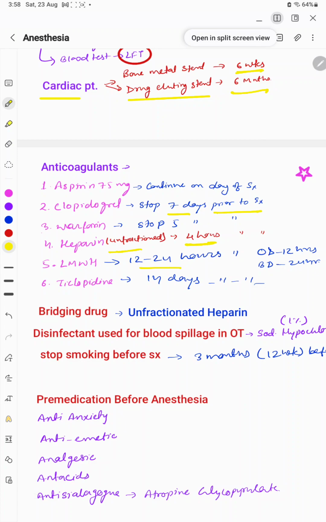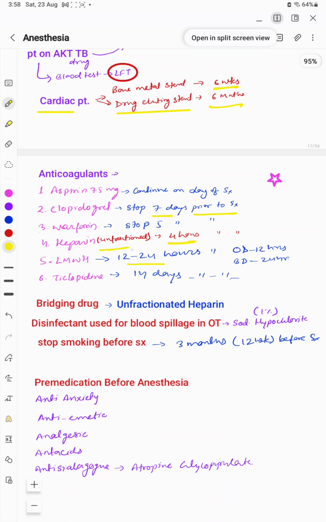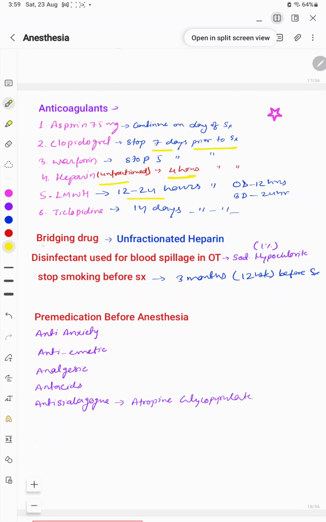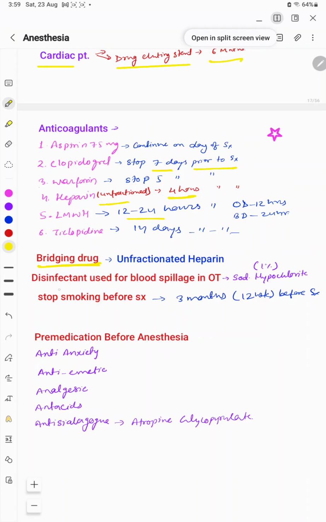Okay, now the bridging drug. Unfractionated heparin is called the bridging drug. You need to remember this: what is the bridging drug. And the disinfectant used for blood spillage is sodium hypochlorite. You will also study this in microbiology. What is the disinfectant used in blood spillage?